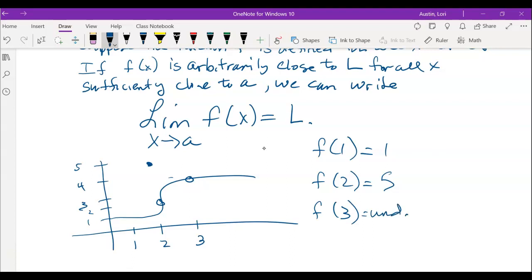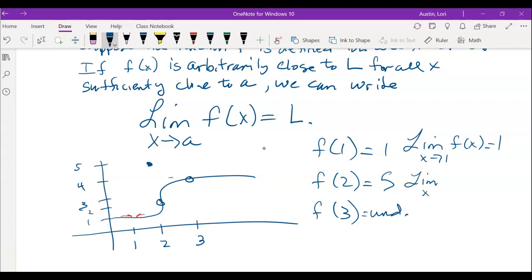Undefined. But that changes if I look at limits. So what's the limit as x approaches 1 of f of x? What's the limit as x approaches 1? So we're going to approach here, it's still going to what? 1. Right?